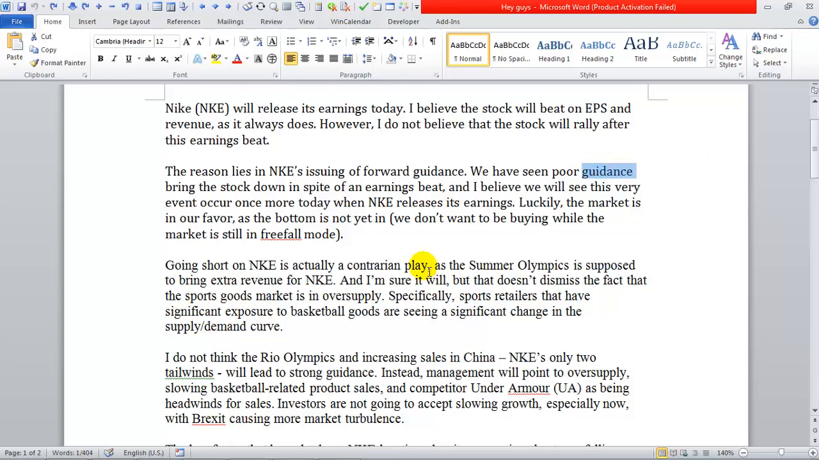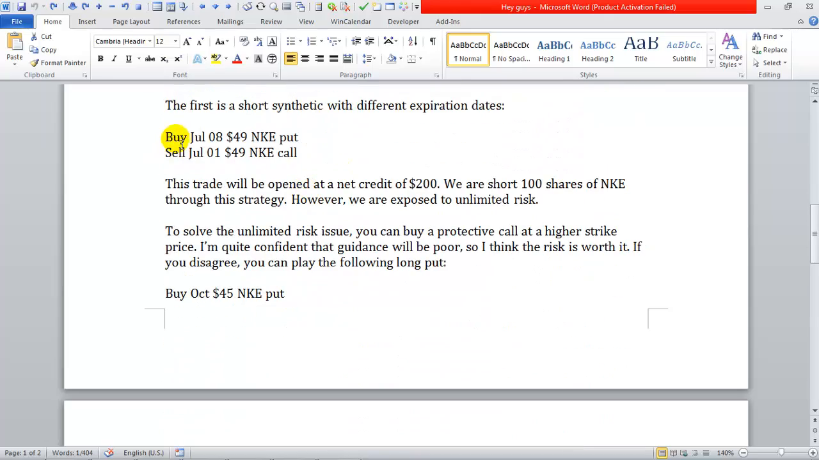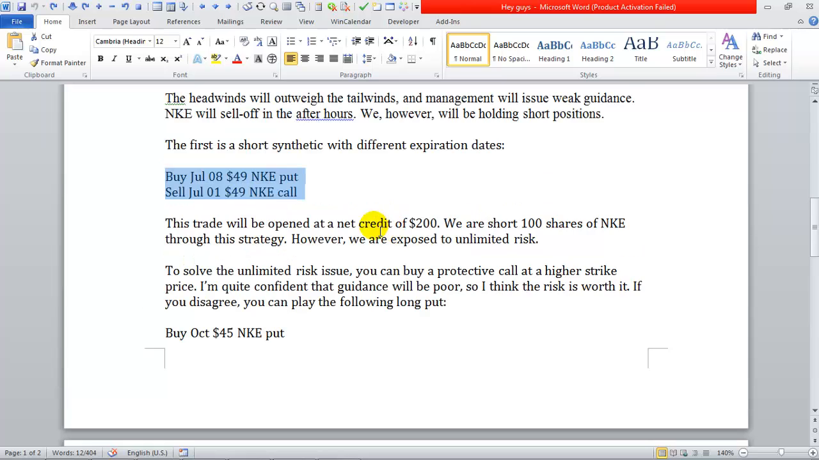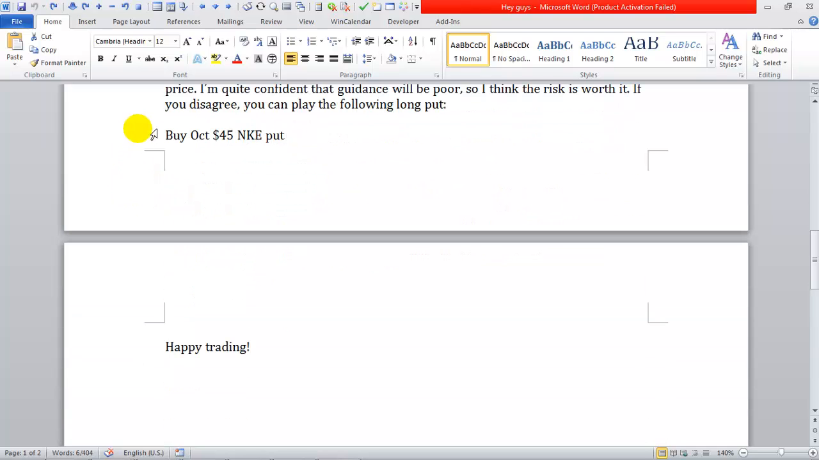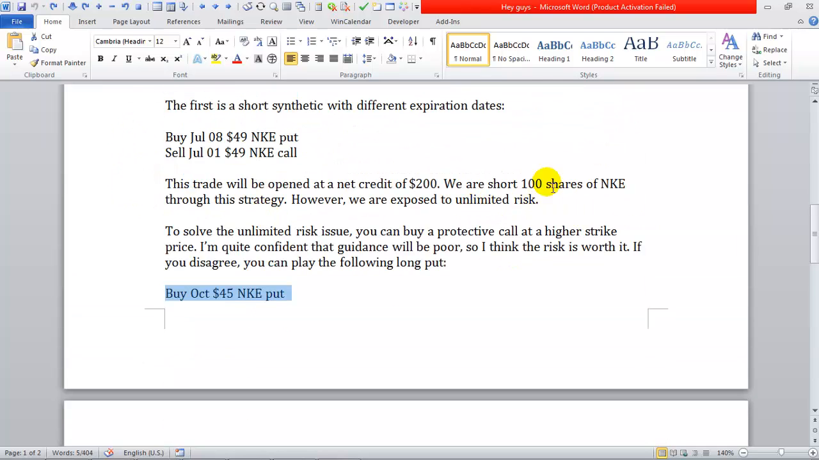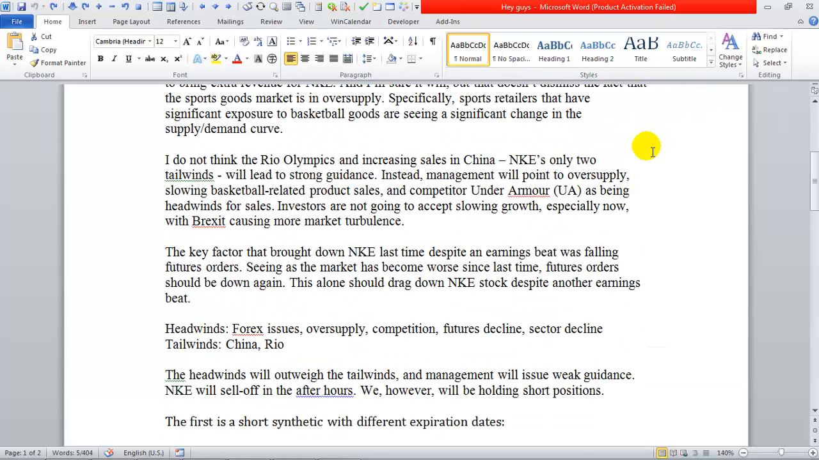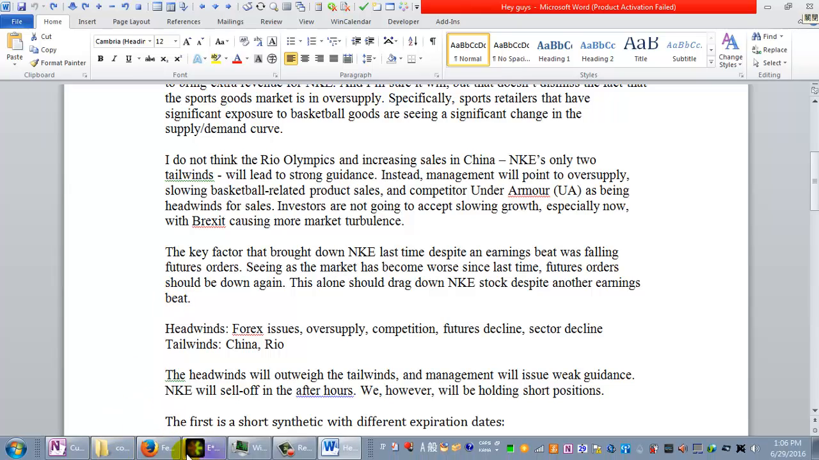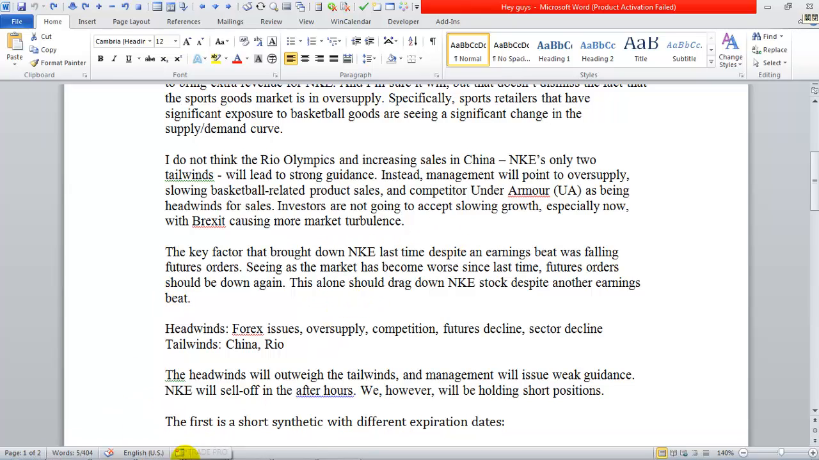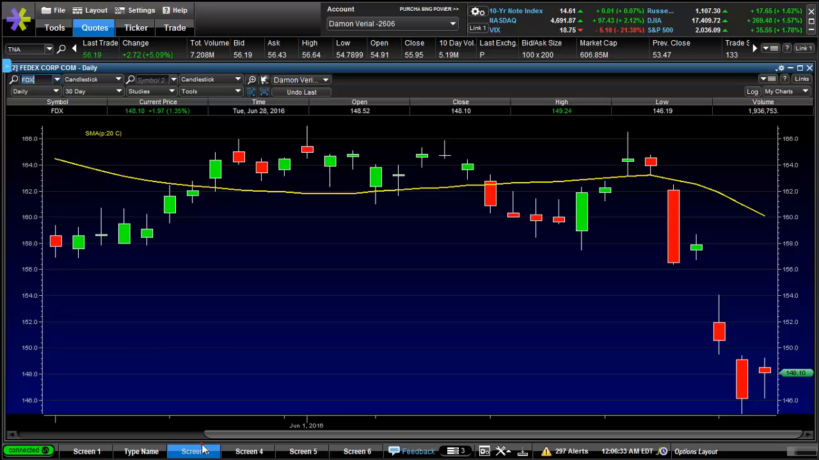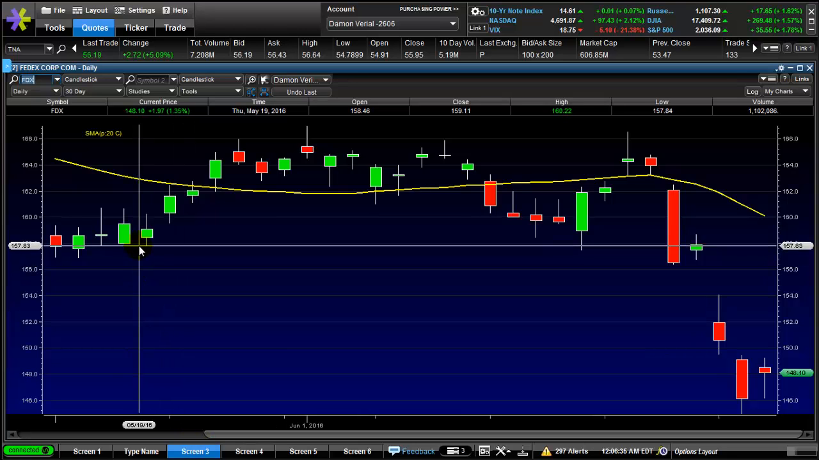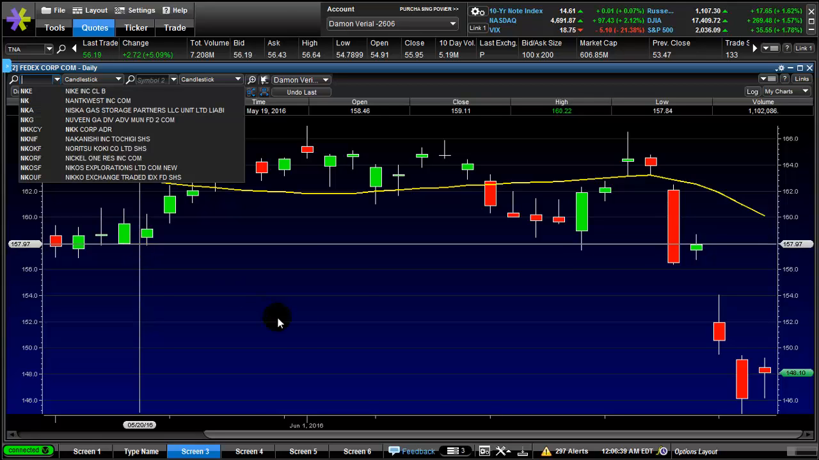Now, luckily we did this, and I said, look, we're going to beat on EPS, but guidance is going to drag down Nike, so we should take a short strategy, either open a short synthetic or buy a long put, and it turned out we were right, luckily. Now, we can't play the gap yet, and the reason I'm telling you this is because there's going to be a gap appearing, and you're going to probably want to watch Nike and use the info from this video to trade Nike. But the reason we can't trade Nike now is because we really do need the gap.